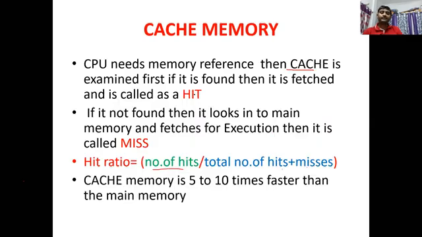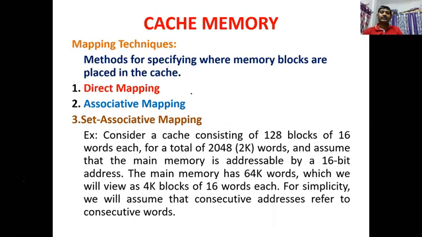Okay, so here there are three different types of mapping techniques: direct mapping, associative mapping, and set associative mapping. For this we are considering an example, a cache memory consisting of 128 blocks of 16 words each, for a total of 2k words. Total words is 2048, that is we call it 2k.